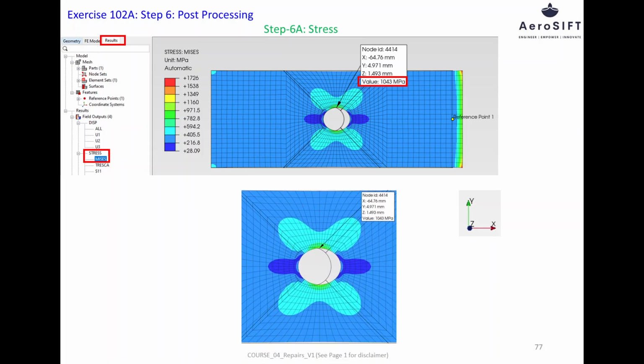The lower image provides a zoomed-in view around the hole, clearly highlighting the stress contours and enabling precise evaluation of the critical region. This step completes the FE analysis, and the results can now be used to compute gross and net stress concentration factors for final assessment.